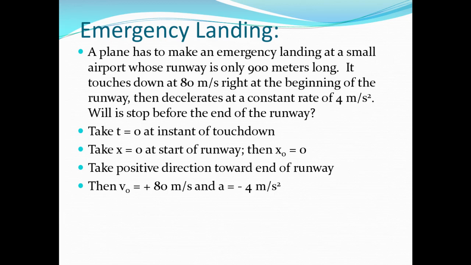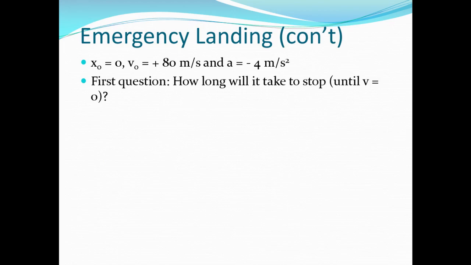So we're just writing down what's given and putting it in physics terms, and we're defining a coordinate system, which way is positive, which way is negative. All the motion is considered along a straight line. One direction is positive, the other direction is negative. So here's what we got. Our initial position is 0, our initial velocity is 80 meters per second, and our acceleration is negative 4 meters per second squared. The question is how long will it take for this thing to stop?